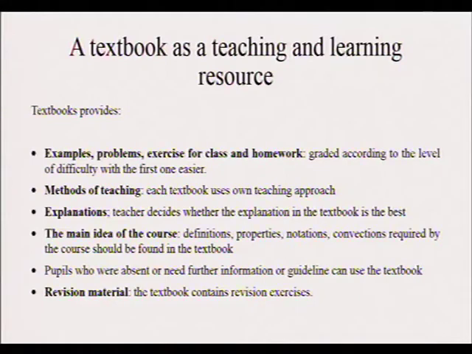And it also outlines or provides methods of teaching. But each textbook uses its own teaching approach. We have different authors for the textbooks, and you find that some of the textbooks have steps on how to go about the subject or the topic, how to teach the topic, and some textbooks do not have that. So let's try to get different types of textbooks, so that you can compare which one is better to use, and which one is easier for the learners to understand.